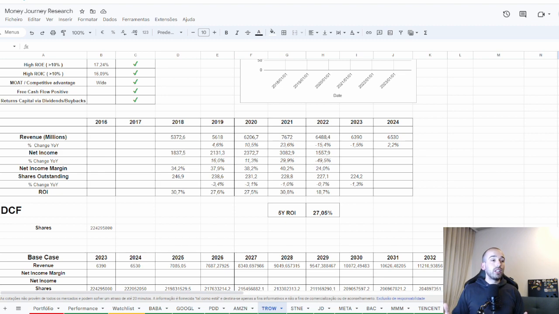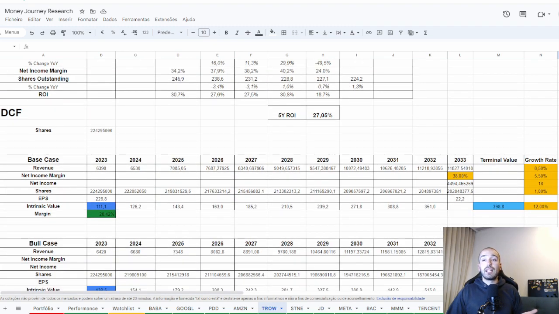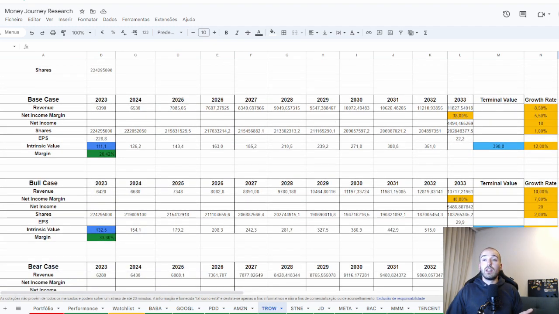I would love to see this company buying back a lot of shares, because this is a low valuation, in my opinion. And I've done my discounted cash flow. I could be more conservative, but I'm looking forward to the next 10 years. So even though they have 25% margins, I'm expecting their margin to be between 35 and 40%. So my best case will be 38%.